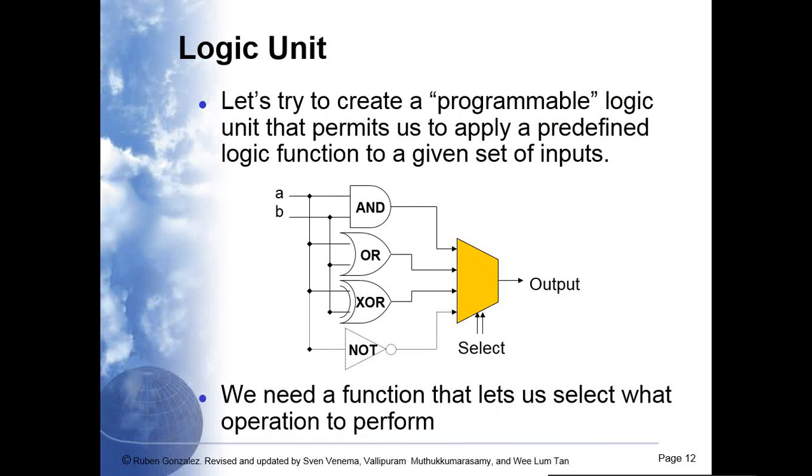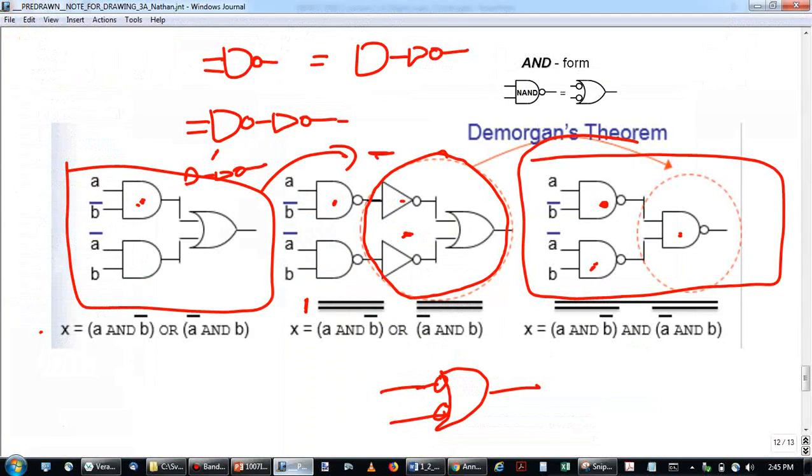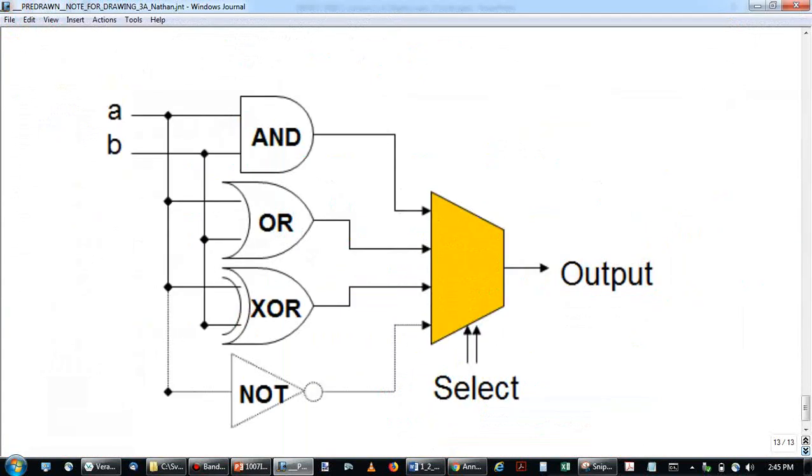So where we're going with this is we're trying to build something called a logic unit. A logic unit is a programmable logic that allows you to apply some kind of logic function to a set of inputs. What that's saying is I've got some inputs, in this case A and B. Let's just look at A. A goes into AND, then it goes into OR, then it goes into XOR, and then it goes into NOT. And that happens at roughly the same time.